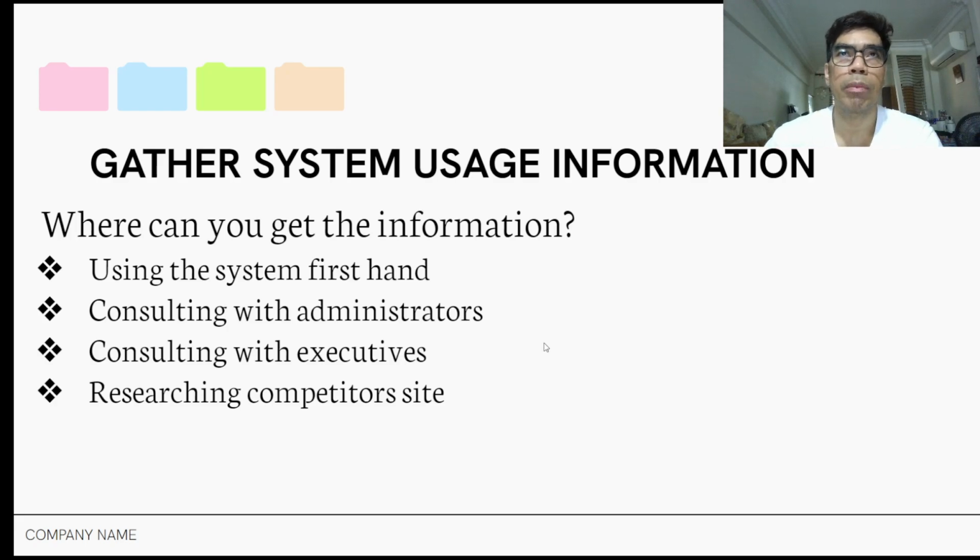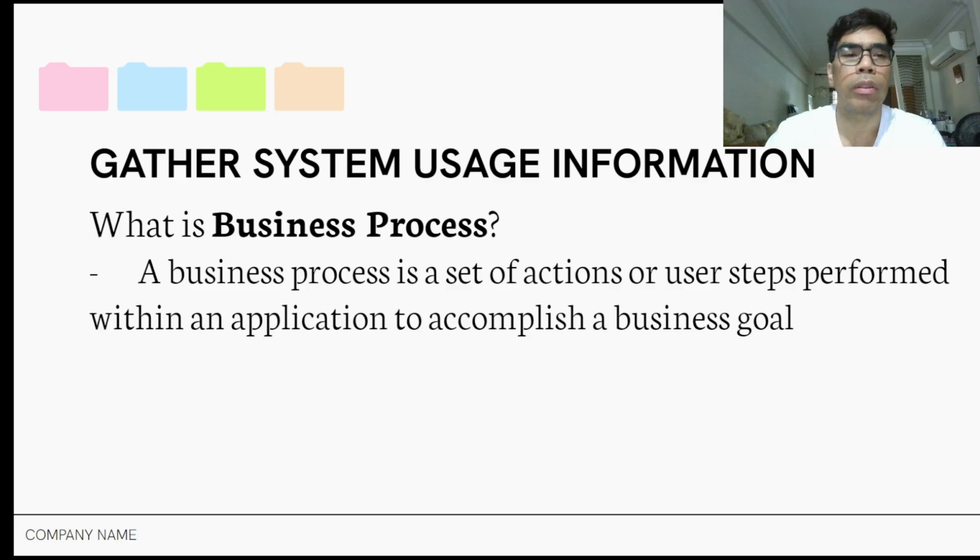So where can you get this information? First, you should try the system itself, so you will know how the business process goes. Then consult with the administrator. Check with the admin how the system goes, and they list down the flow. Then consult with the executives. Then research competitor sites. That's the gathering of user information.